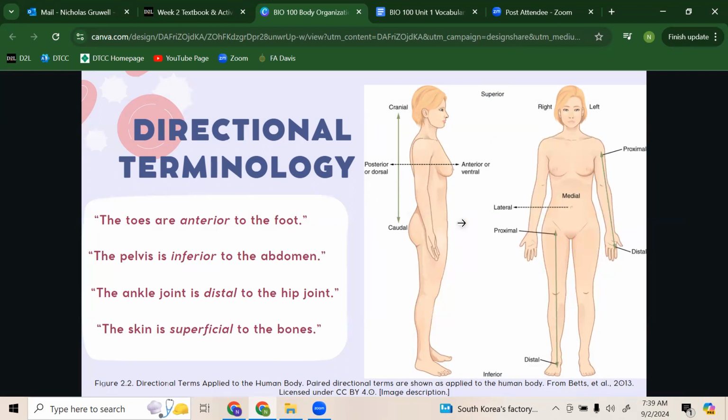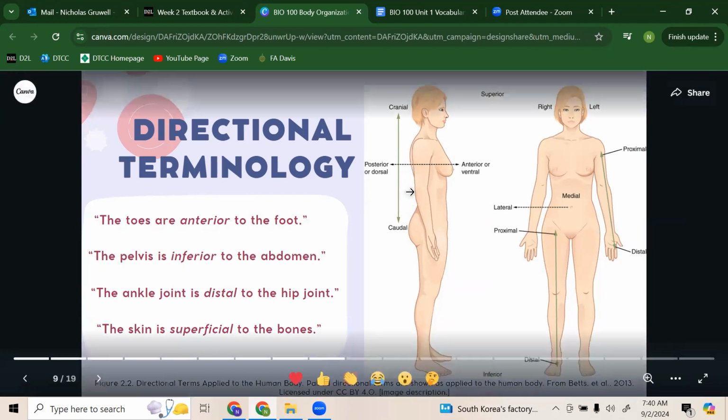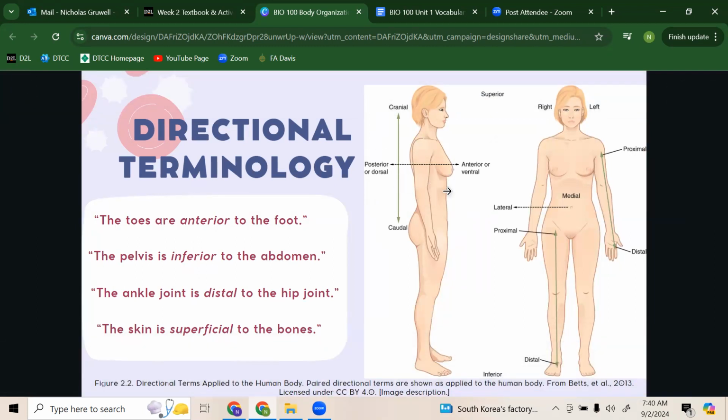Now, one that's not on here that I'll highlight real quick would be superficial and deep. It's not on the actual diagram. So our skin is superficial to our bones. So our skin is closer to the surface than if we were going to go into our ribs and the bones. So at the same time, we can also say our skin is superficial to our vertebrae. So it's not the same as anterior, posterior. You're talking about closer to the surface and then deeper within the body.